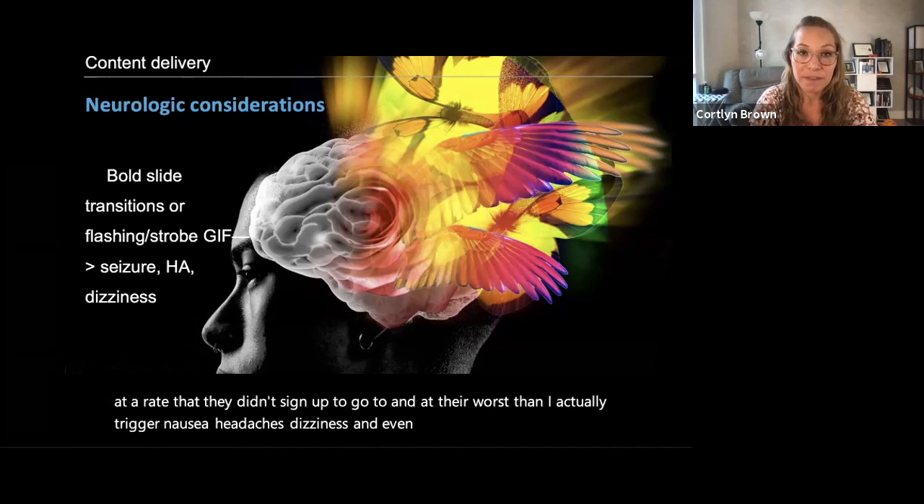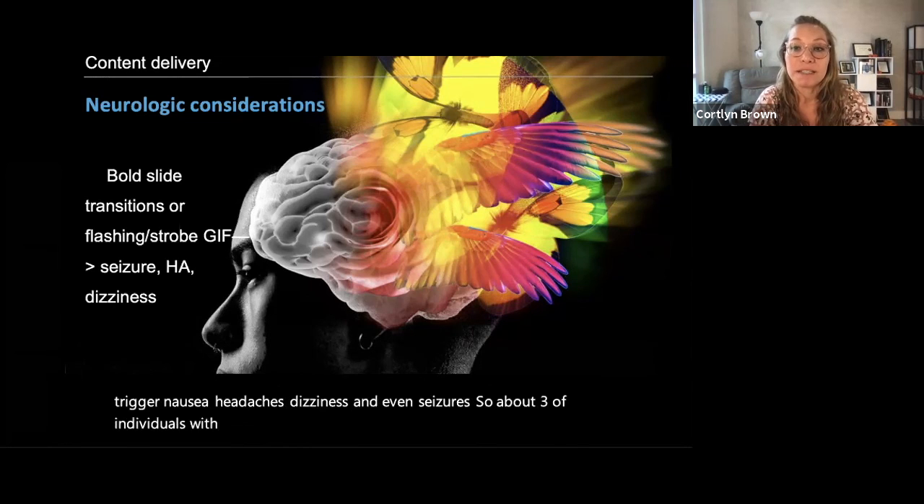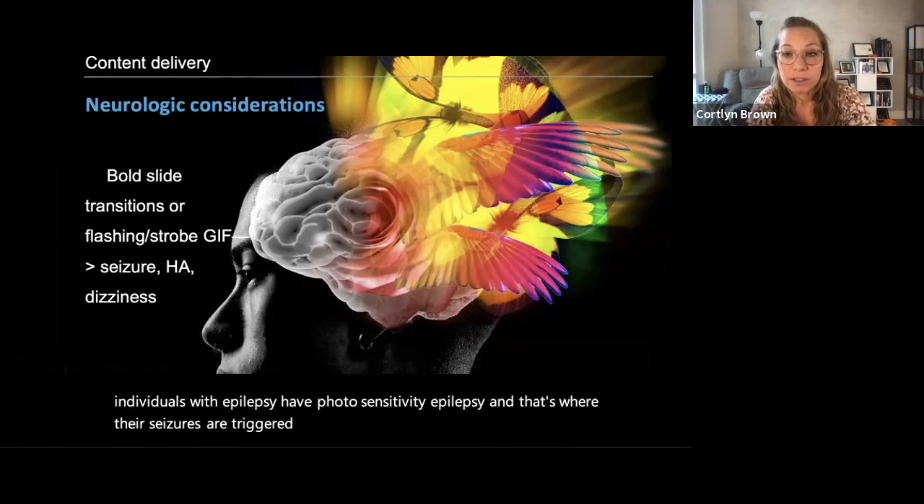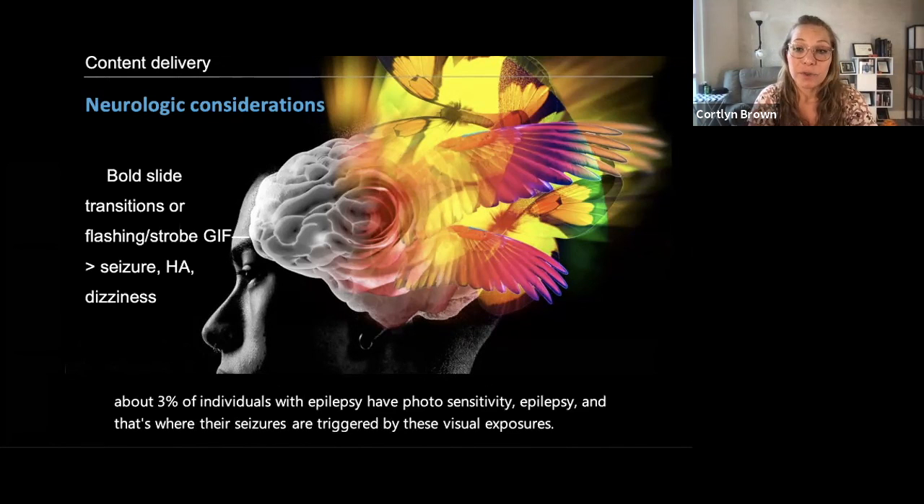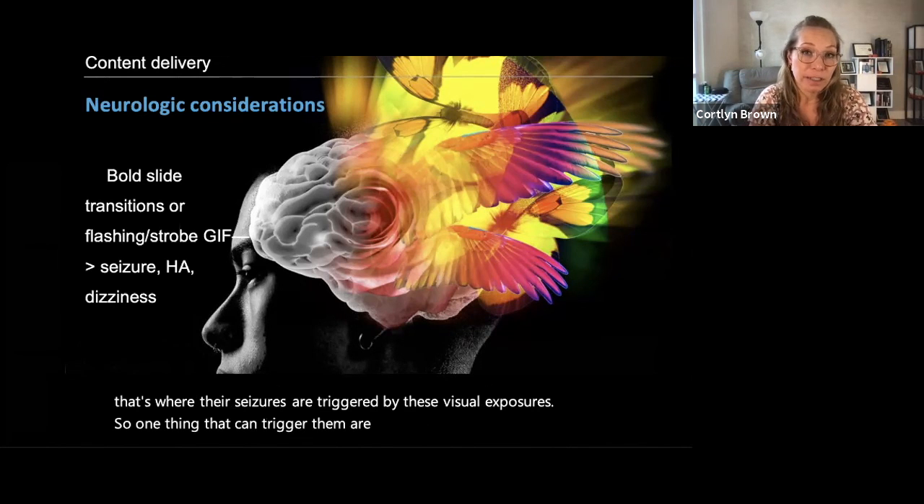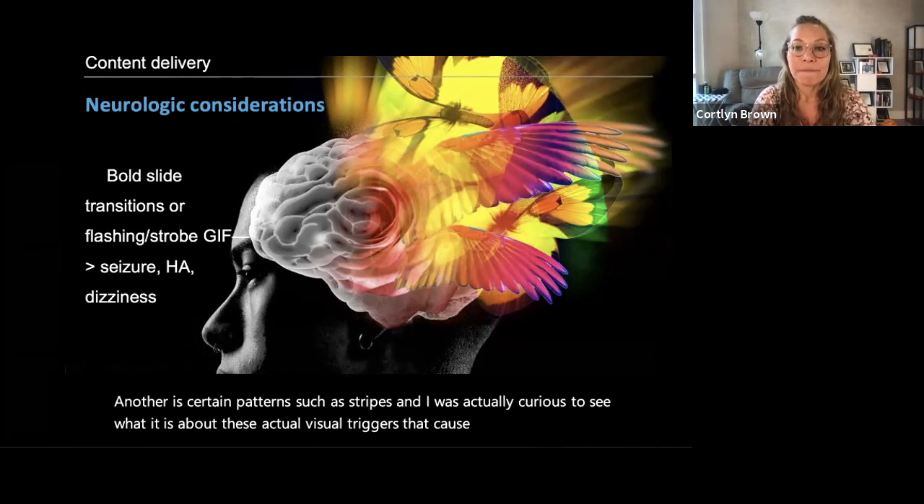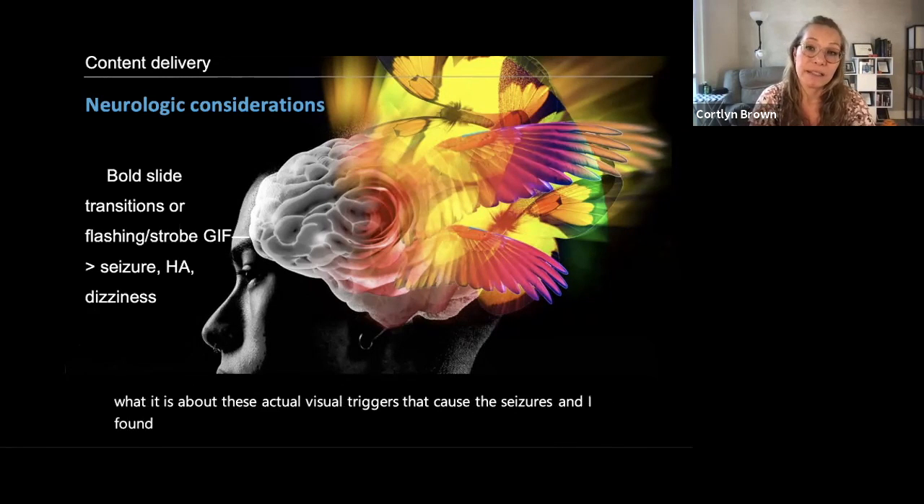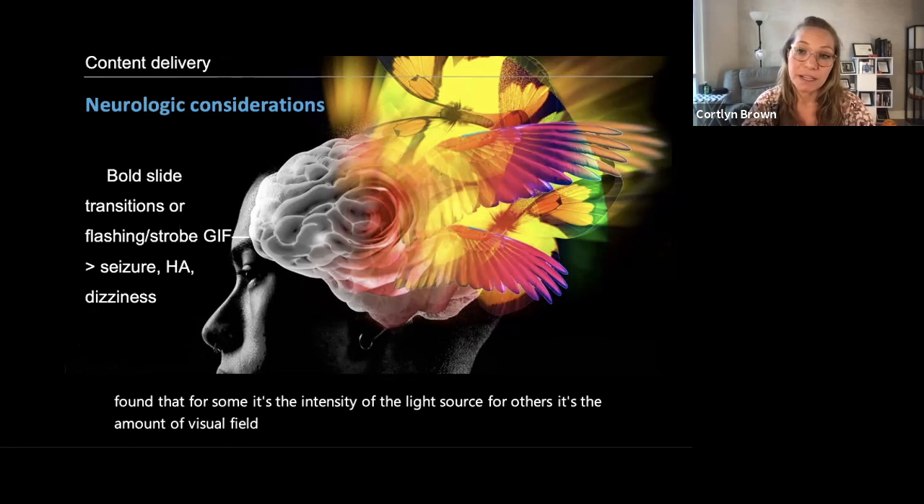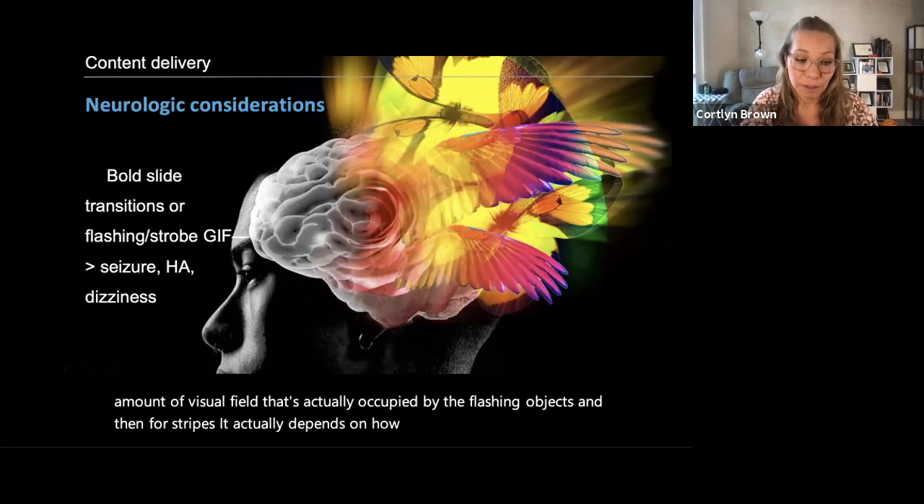About 3% of individuals with epilepsy have photosensitivity epilepsy, where their seizures are triggered by these visual exposures. One thing that can trigger them is flashing lights followed by darkness. Another is certain patterns such as stripes. I was curious to see what it is about these visual triggers that causes the seizures. I found that for some, it's the intensity of the light source. For others, it's the amount of visual field that's occupied by the flashing objects. And for stripes, it depends on how many stripes are in the visual field.